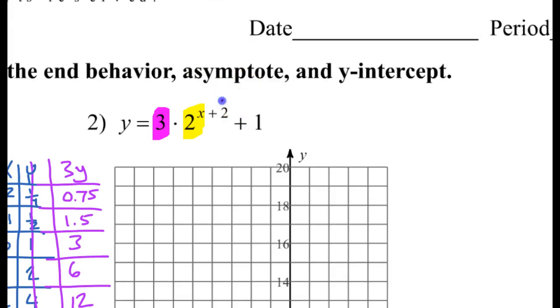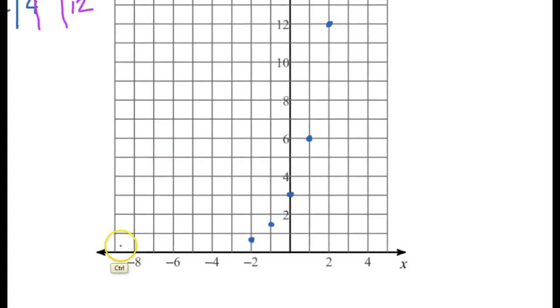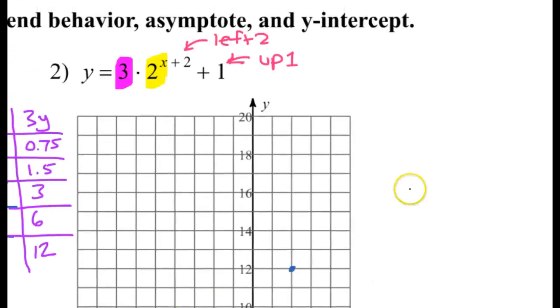Okay, this +2 means we are going left 2. Okay, it's always, the left-right number is always the opposite of what it looks like. This +1 means we're going up 1. By the way, that up 1 is going to change the horizontal asymptote, which starts at 0, but because we're going up 1, the new horizontal asymptote should be at 1. So this will be my new horizontal asymptote. So let's draw that as a dotted line.